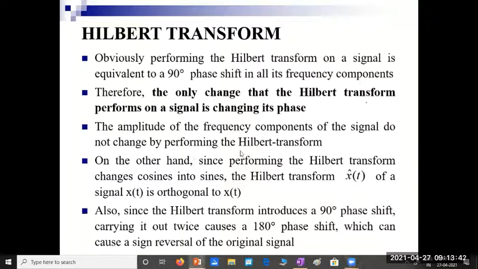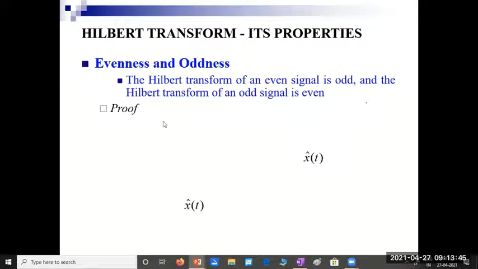Now we'll see some of the important properties of the Hilbert transform. The first property is the evenness and oddness property, which states that the Hilbert transform of an even signal is odd and that of an odd signal is even. So please remember this. Whenever you find the Hilbert transform of an even signal, it turns out to be odd, and whenever you find it for an odd signal, it will become even. That is because you are going to get a 90-degree phase shift. You can see in the proof here.